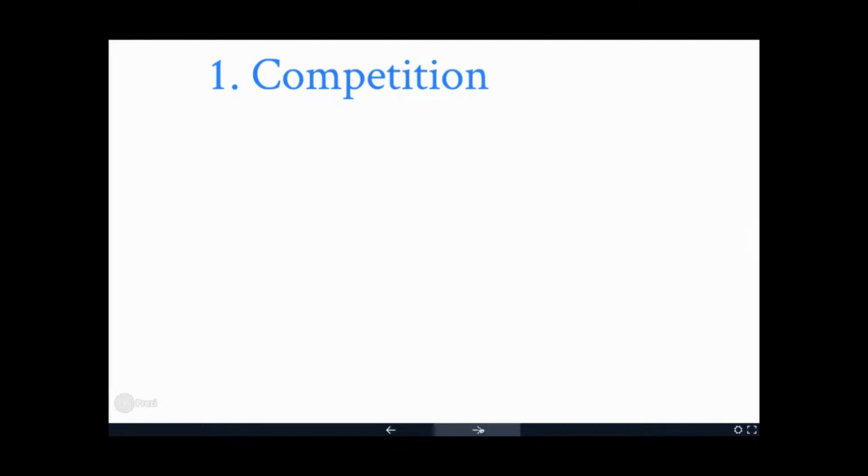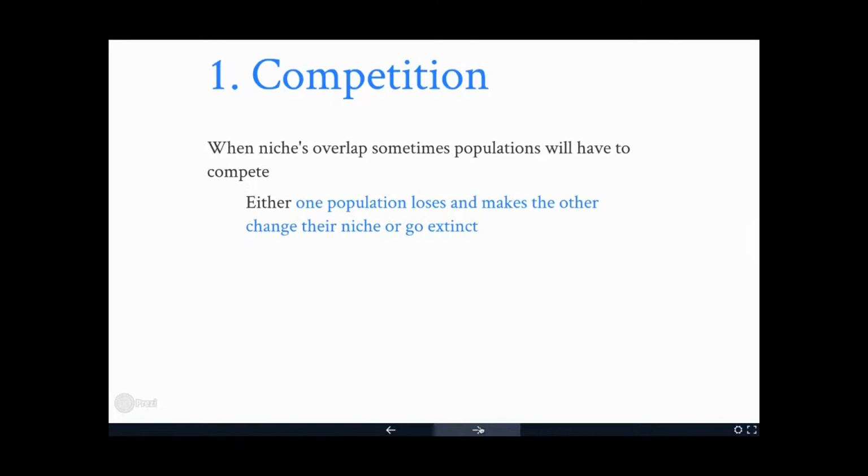And that's because of this first point here called competition. When two organisms overlap, these populations are going to be competing for their resources. So either one population loses and makes the other change their niche or go extinct. That's quite drastic. Yeah, so if you think about it, well, let's start with that one.